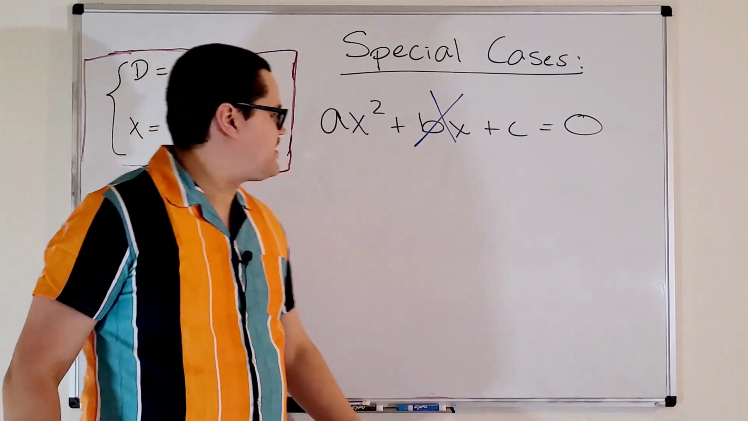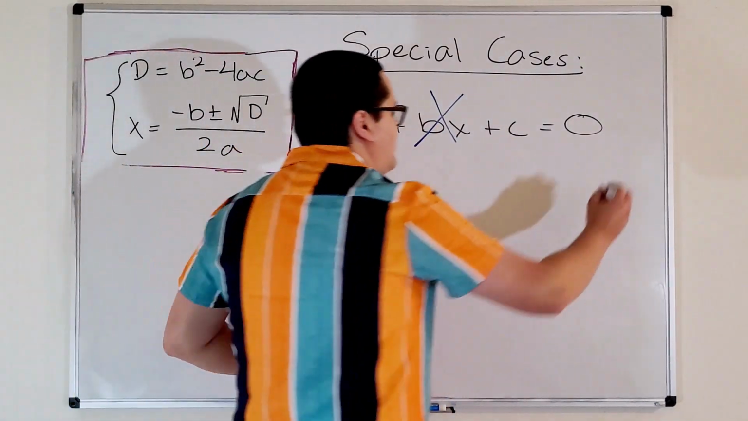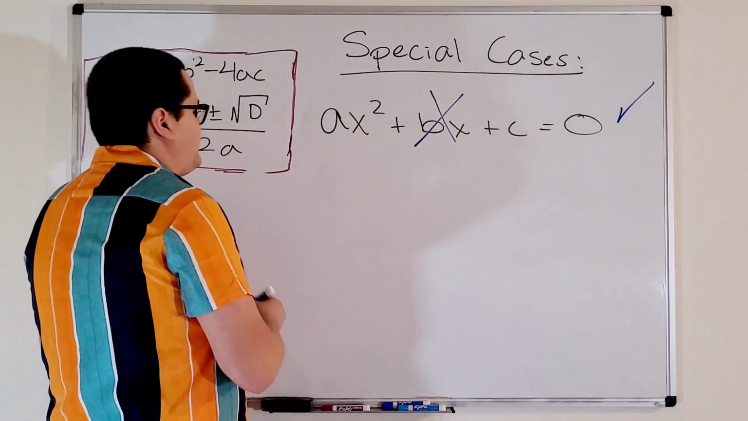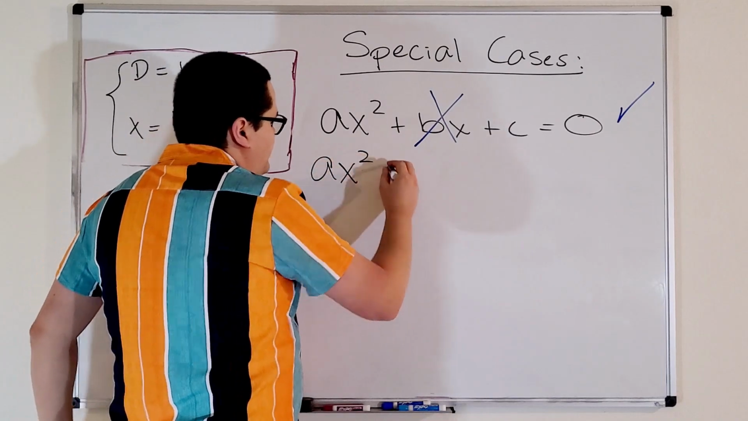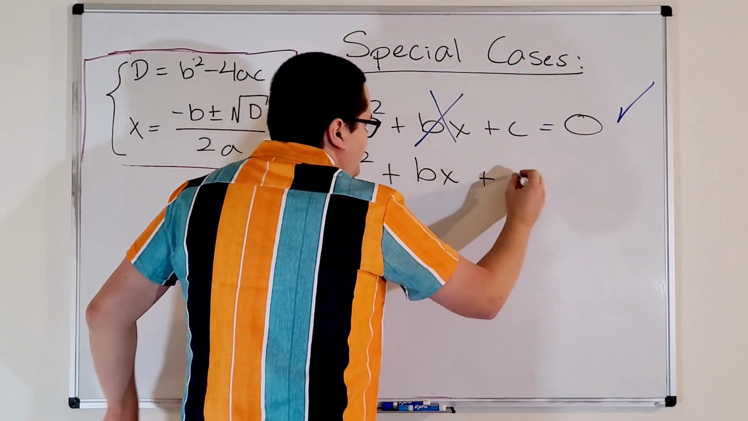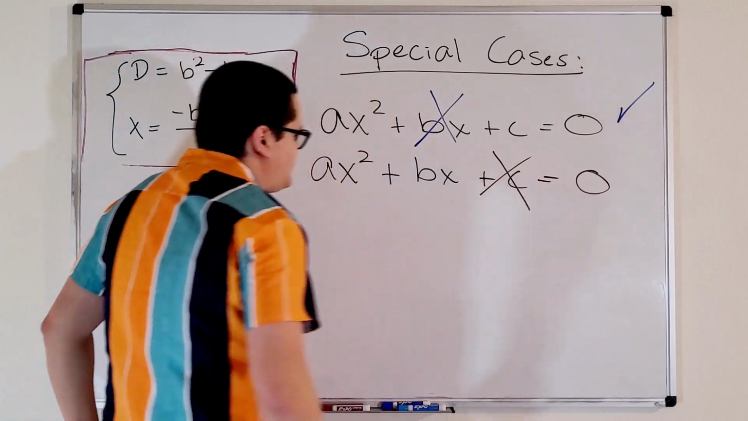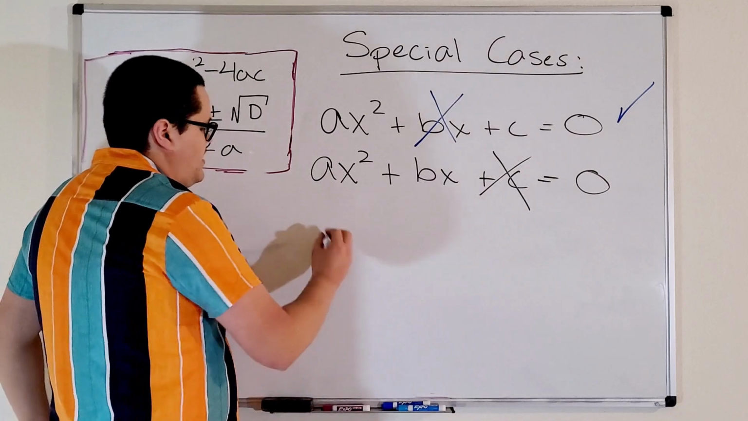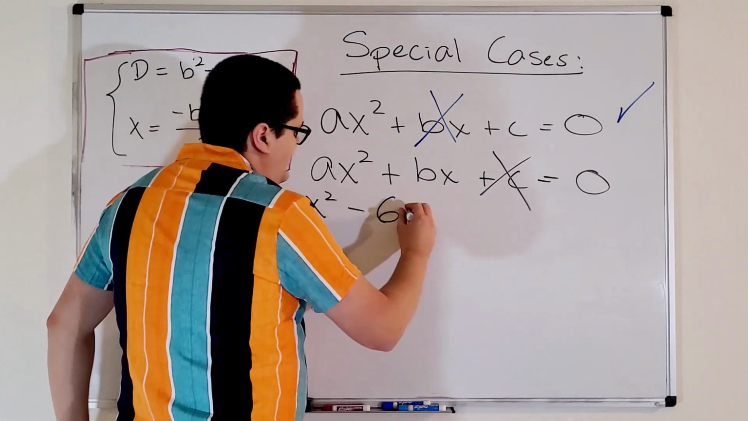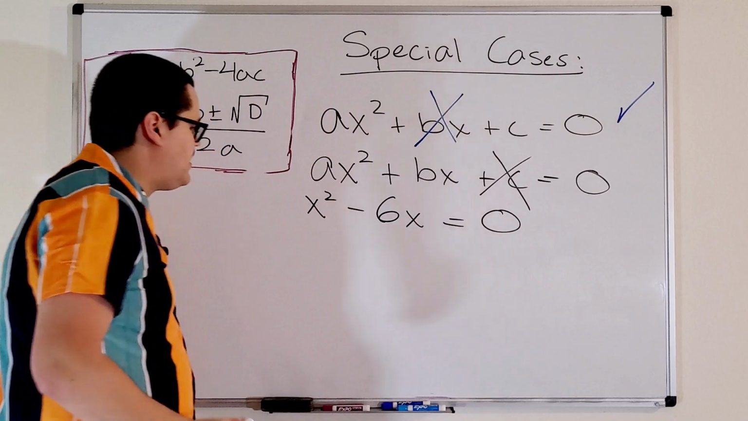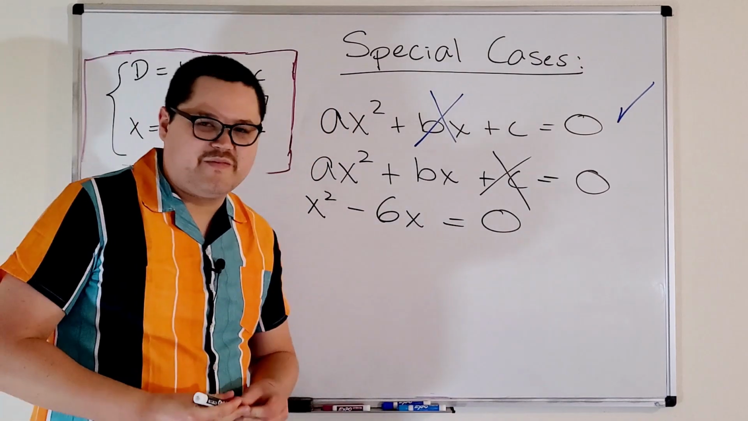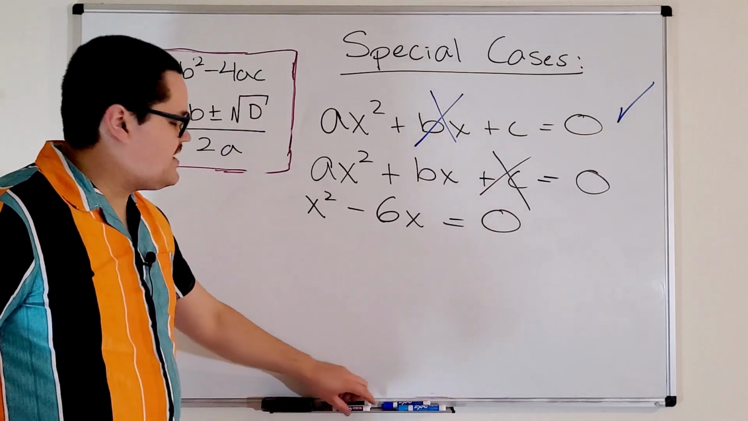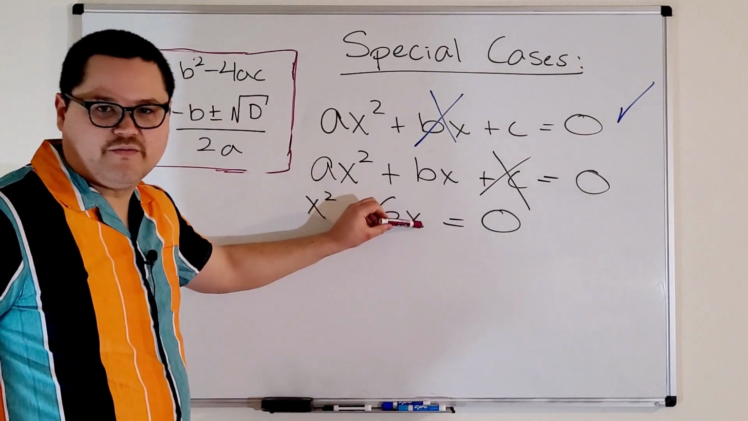So we just talked about the case where there's no middle term. What about the case where there's no constant term? So something like ax squared plus bx plus c equals 0, but where there's no c. So an example of this might be, x squared minus 6x equals 0. Again, this can be solved using the quadratic formula, and I'll do this shortly. The easier way to solve it is just to factor out an x from both terms.